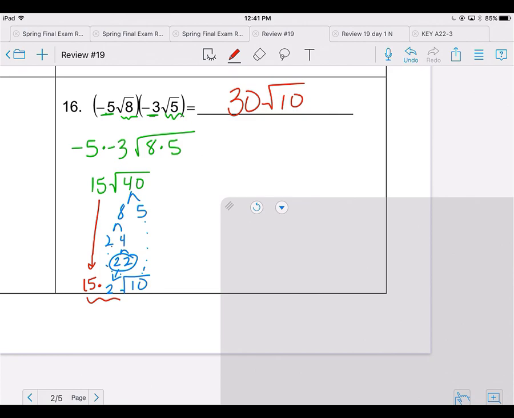So with multiplication, if you try it and it does not work in your calculator, outside multiplies with outside, inside multiplies with inside. And then from there, if you can simplify the inside, do it. Whatever you bring outside multiplies with whatever was already outside. And then whatever's inside just stays inside.